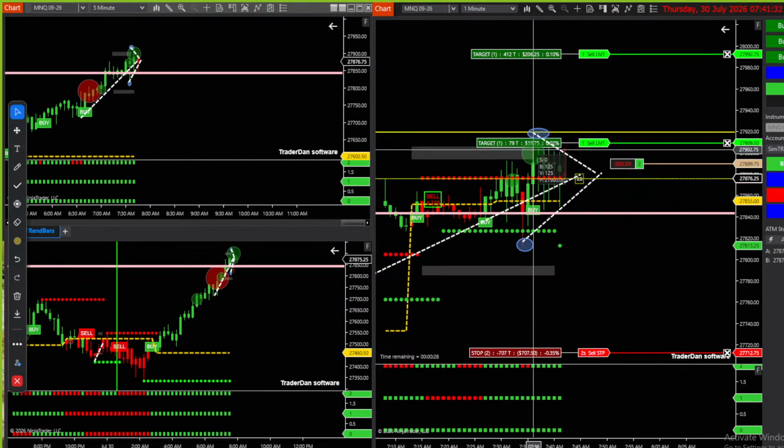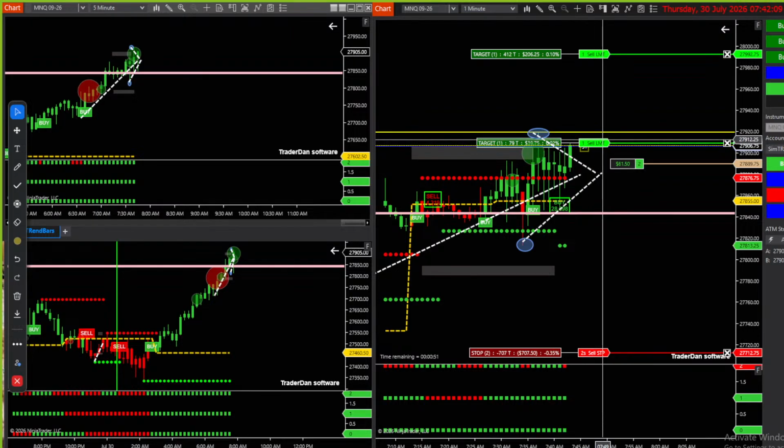Another rejection right off the top of these wicks. Nasty chop so far. Nasty chop sideways. Consolidation. Contraction. You have a bull flag and a bear flag here. That's a squeeze. There's 29. Oh, I don't like this. There's 29,398 contracts just came in. Can he do something with it?